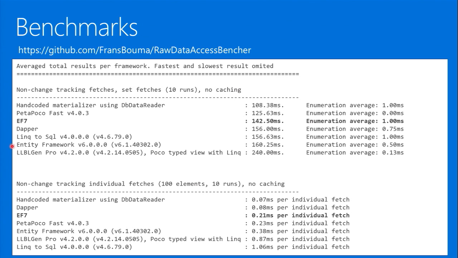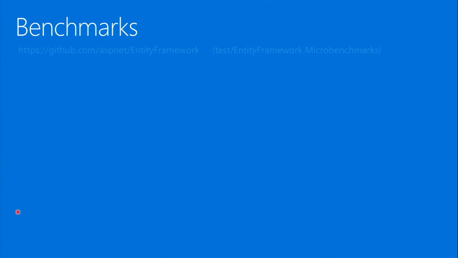Obviously, different scenarios work better with different stacks, and so we're not faster than Dapper in this other one down here too. But I just wanted to share that to show that we are really making some progress in EF7 in terms of performance. Then I also mentioned we have our own benchmarks that we use internally.